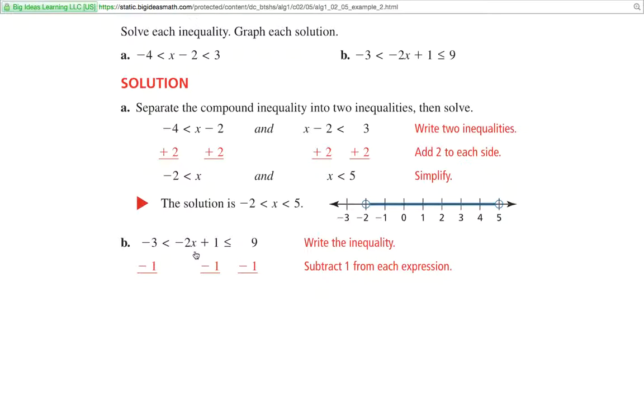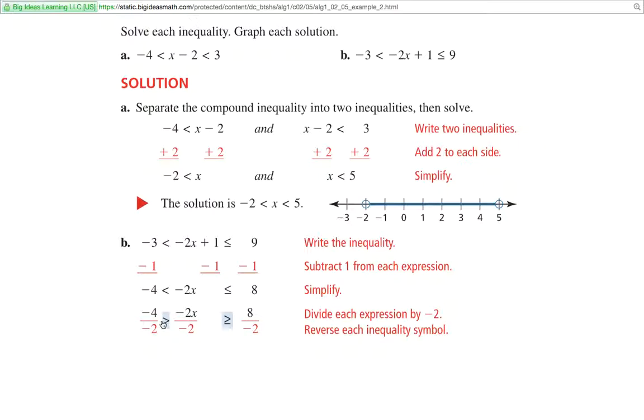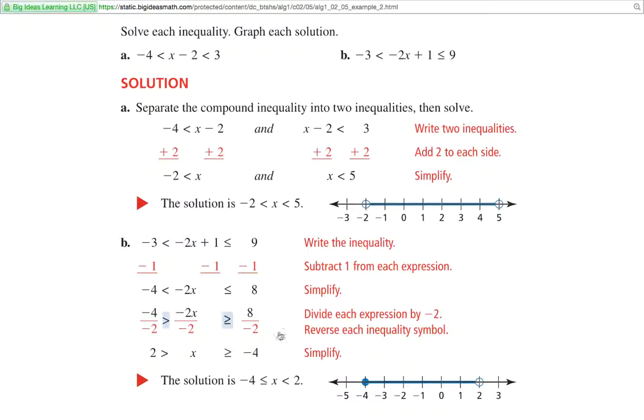You'd have -3 is, there's a double there at the same time. Subtract 1, subtract 1, subtract 1. In this case, you get -4 is less than -2x, which is less than or equal to 8. Divide by -2. Notice they flip the signs. Anytime you multiply or divide by a negative, that sign should be flipping. And then we go ahead and simplify. So there's your compound inequality. Then we can go and graph it. Greater than -4, less than 2. Good there.